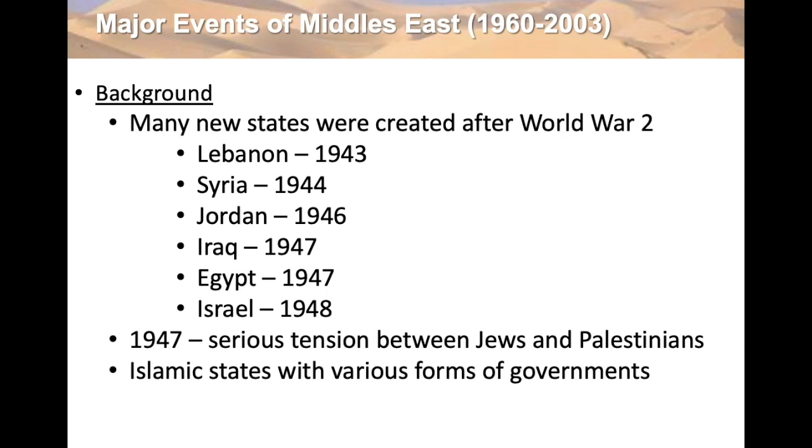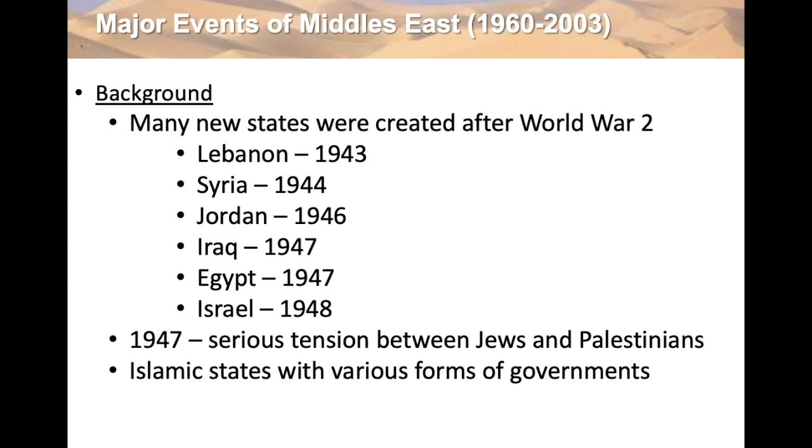but just to let you know that a lot has happened, especially after World War II, with the creation of new countries or the independence of different countries. Many states were created after World War II or they became independent. Lebanon 1943, Syria 1944, so those were obviously during World War II. Jordan 1946, Iraq 1947, Egypt 1947, Israel 1948. A lot of these countries had either French control or British control, and they got their independence.